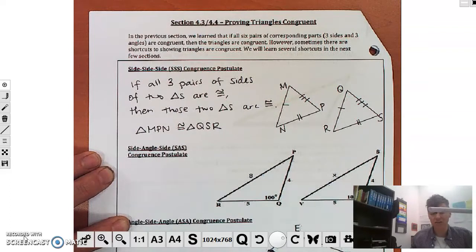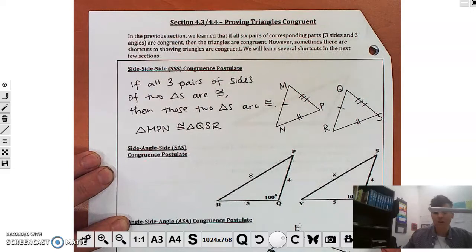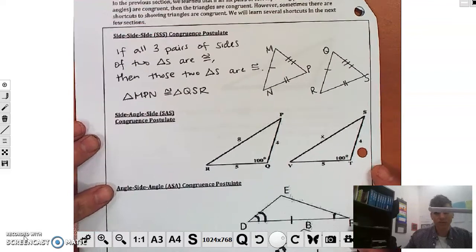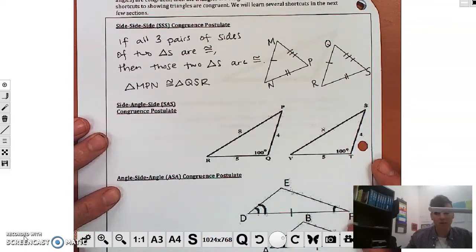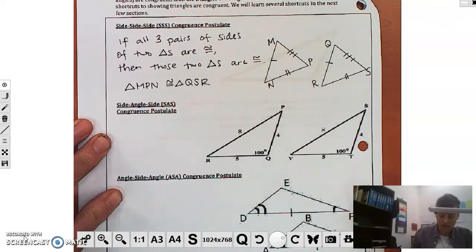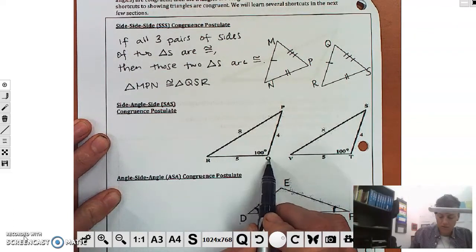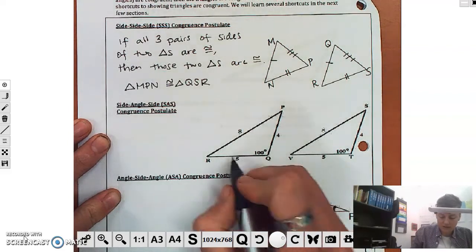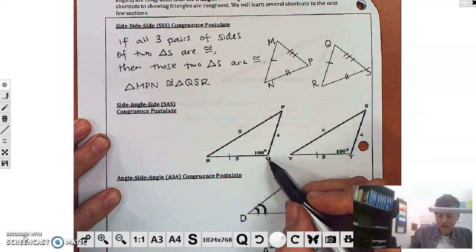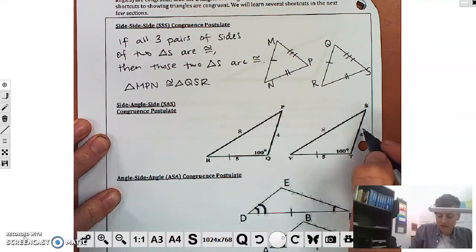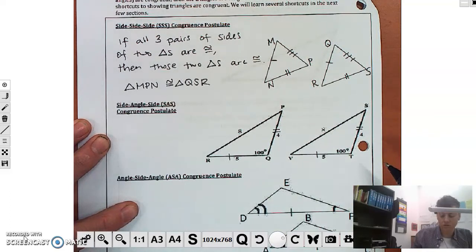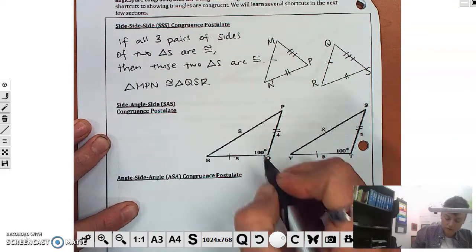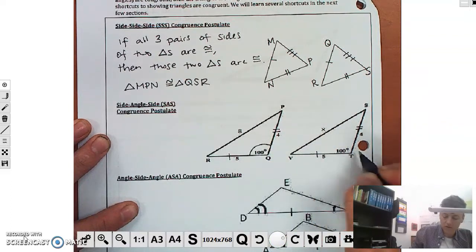The side-angle-side, you guessed it, is going to use a side and an angle and a side alone to prove the 2 triangles are congruent. But which angle you use is very important. The angle that you use must be between the 2 sides that you're using. So we've got RQ, which is congruent to VT. They both have the same measure. And QP is congruent to TS. Those have the same measure, and the angle between those 2 sides, angle Q, is congruent to the angle between those 2 sides, angle T.